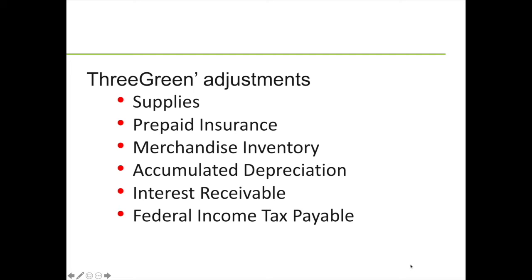However, 3 Green adjusts these accounts as well: merchandise inventory, accumulated depreciation, interest receivable, and federal income tax payable. The adjusting entry for merchandise inventory is unique to a merchandising business. The other adjusting entries could also be made by a service business. The adjusting entry for federal income tax payable is unique to corporations. This adjusting entry is not made for a proprietorship because taxes are paid by the owner, not the business.